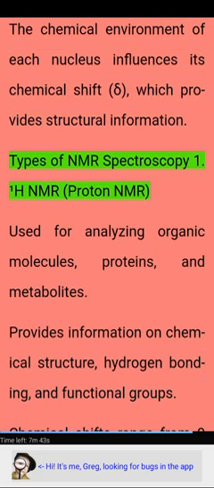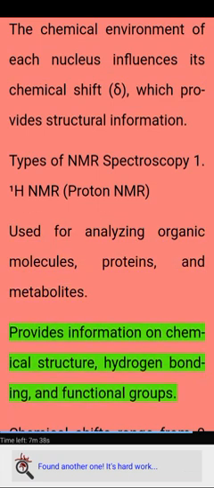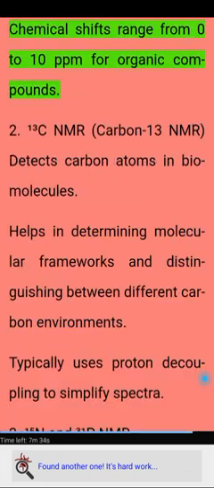Types of NMR spectroscopy. 1. ¹H NMR, proton NMR. Used for analyzing organic molecules, proteins, and metabolites. Provides information on chemical structure, hydrogen bonding, and functional groups. Chemical shifts range from 0 to 10 ppm for organic compounds.